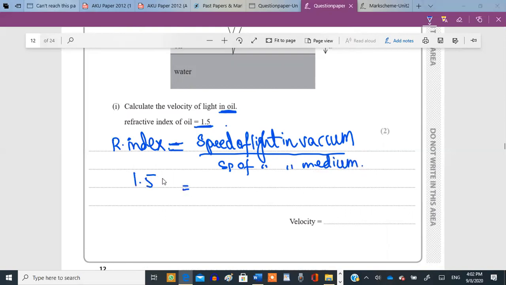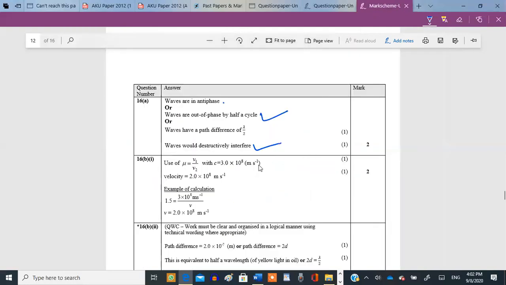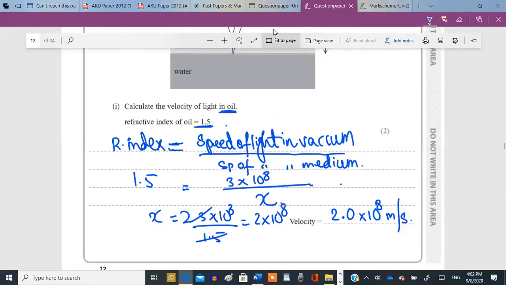Refractive index is 1.5. The speed of light in the medium is asked, so let's assume it's x, and in vacuum it's 3 × 10^8. This turns out to be 3 × 10^8 upon 1.5, which is 2 × 10^8. But give your answers to two significant figures, okay? Meters per second. This should be the answer. Let's verify it. Yep, that's the answer. You get it? You get the formula?